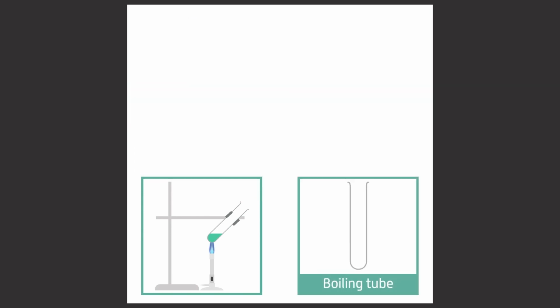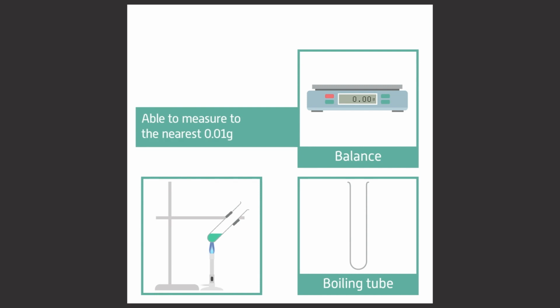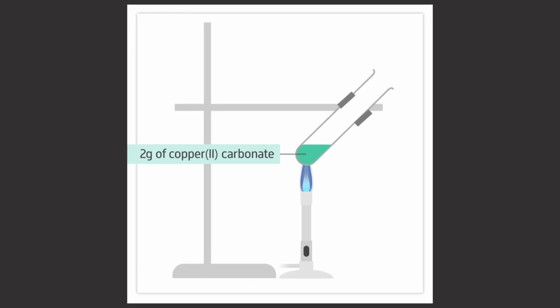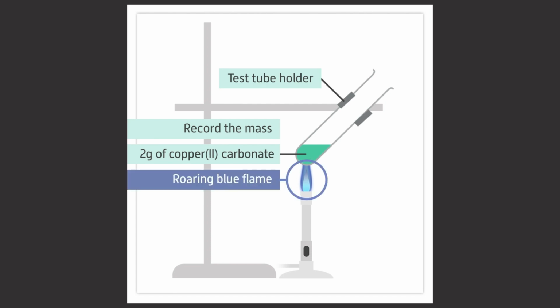Record the mass of an empty boiling tube using a balance that measures mass to the nearest 0.01 gram. This high resolution is needed in order to compare the change in mass of the carbonates, as there may only be a very small difference between the mass changes. You then need to add approximately 2 grams of copper 2 carbonate and record the mass of the boiling tube and the copper carbonate. Use a test tube holder to hold the boiling tube in a roaring blue Bunsen burner flame. Hold the boiling tube at a 45-degree angle to maximize the surface area of the copper carbonate being heated.